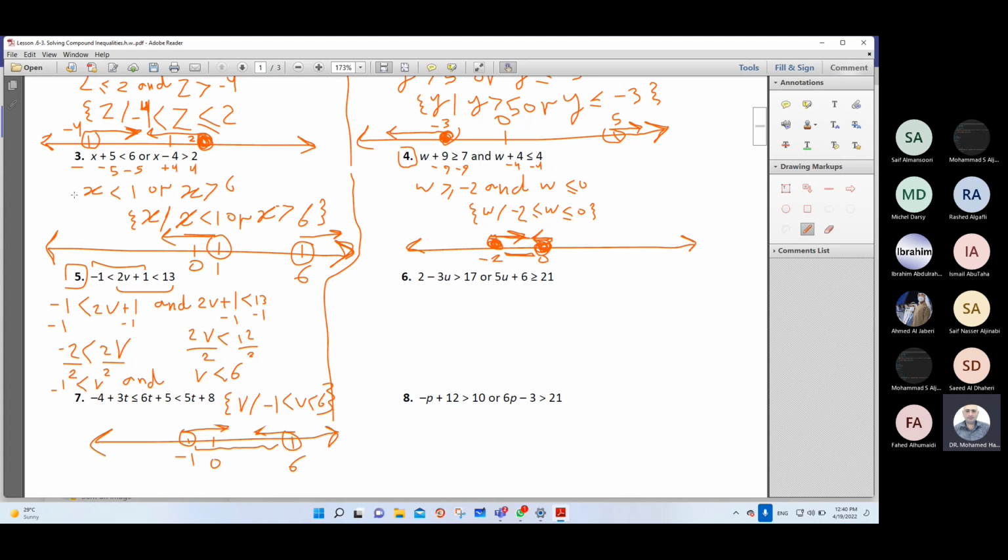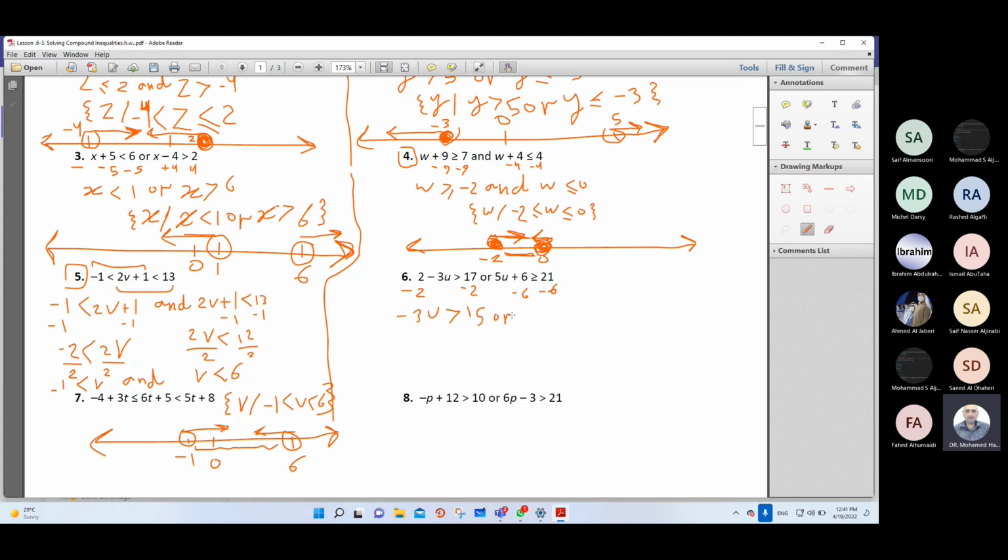Number 6, the same idea of number 3. So we want to solve the first and the second inequalities. We can remove 2 here, -2 here, and -2 here. And here we can remove 6, -6 here, and -6 here. 2 and the -2, 0 remains here, -3u greater than 17 minus 2 will be 15.